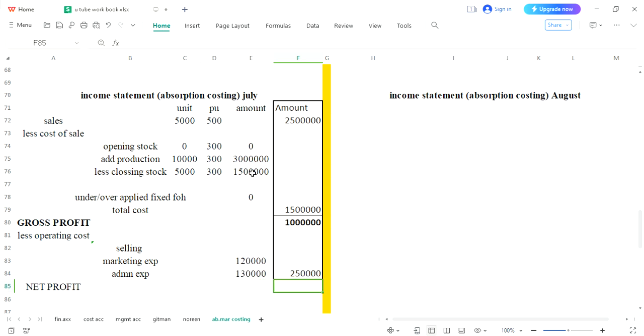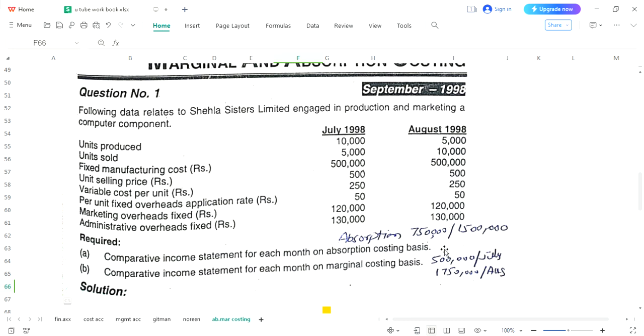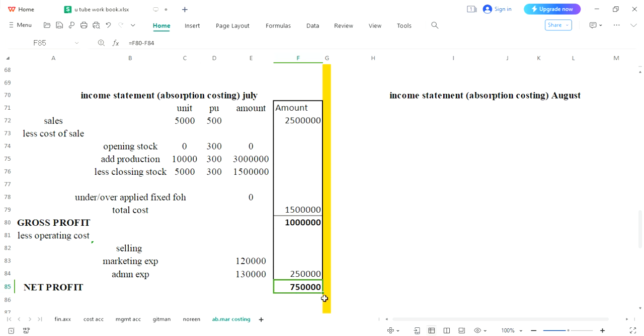It's time to finalize your net margin, and how you will calculate your net margin by subtracting operating cost from gross profit. This way you can calculate your net profit. So how much was gross profit? That was 1 million, and you need to subtract your operating cost. That was 250,000. In this way you have calculated your net profit, which is 7,50,000. Okay, look over here. First answer for absorption is given. That was 7,50,000. In this way we have completed one part, that means absorption costing for July.